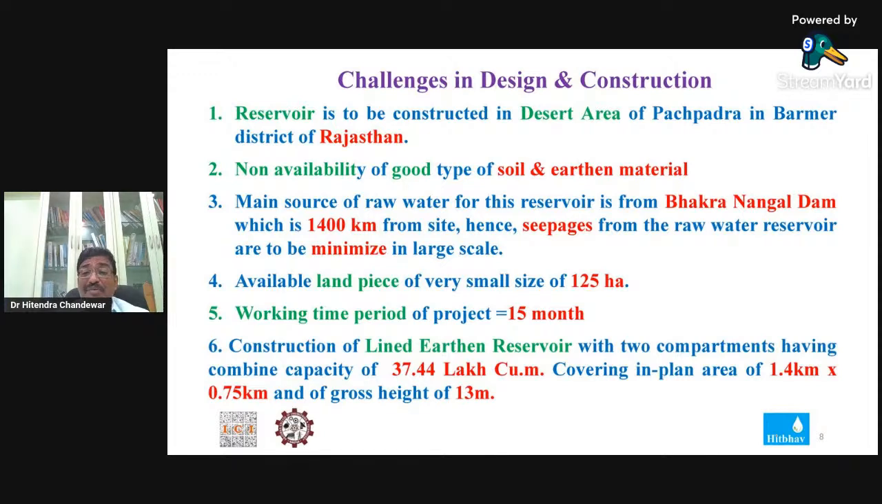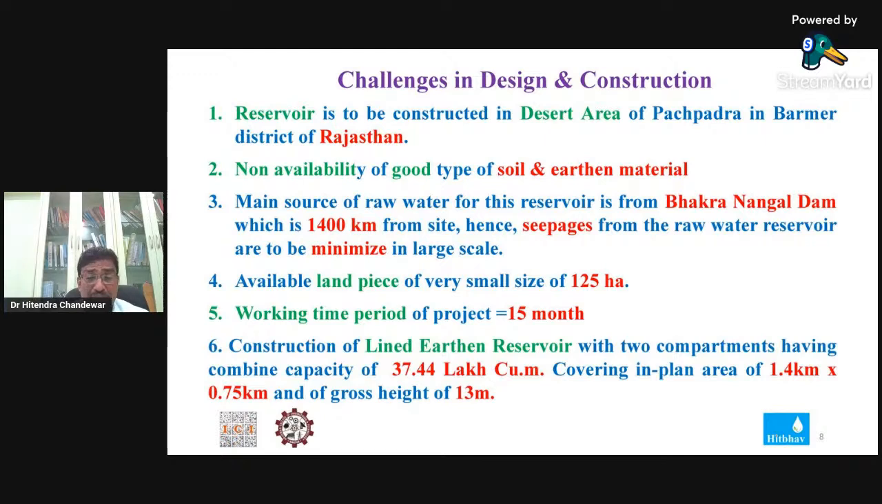The seepages from the water reservoir: as the water source is about 1400 kilometers away, we had to minimize seepage and evaporation losses at the site. Another challenge was that the land piece they left us for this reservoir was only 125 hectare. Within 125 hectare, we had to complete a huge reservoir having a capacity of 37.45 lakh cubic meter.